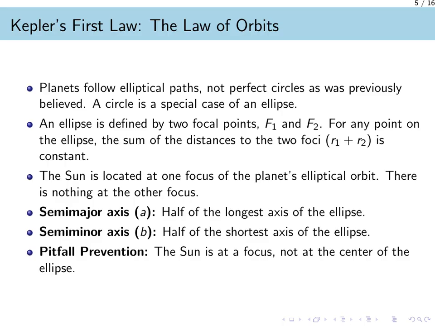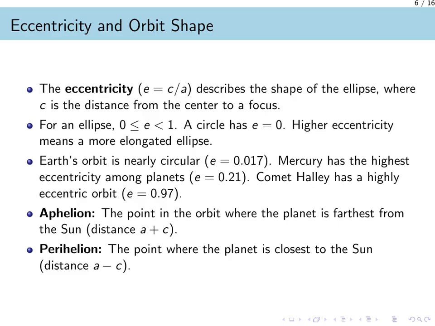Here is the most important part. The Sun is located at one of the 2 foci of a planet's elliptical orbit. It is critical to remember that the Sun is not at the center of the ellipse, and the other focus is simply an empty point in space. So the key takeaway is that planetary orbits are ellipses, with the Sun positioned at one of the 2 focal points.